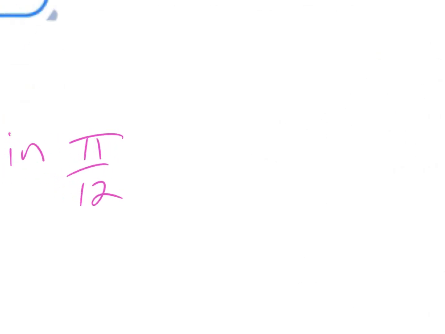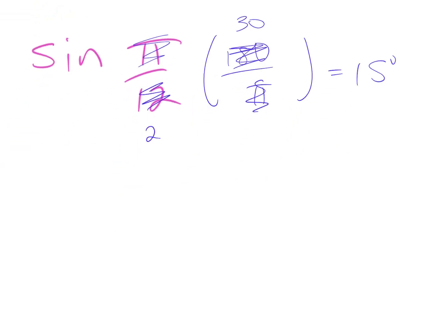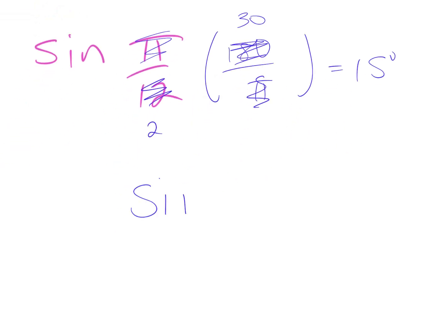How would I convert this? Pi goes on the bottom, 180 on the top, right? So my pi's will cancel. What number goes into both 12 and 180? 6, okay. 6 goes into 12 twice. 6 goes into 180, 30. Can I simplify more? Yep, what's 30 divided by 2? 15. So what I'm really trying to find, guys, is the sine of 15 degrees.